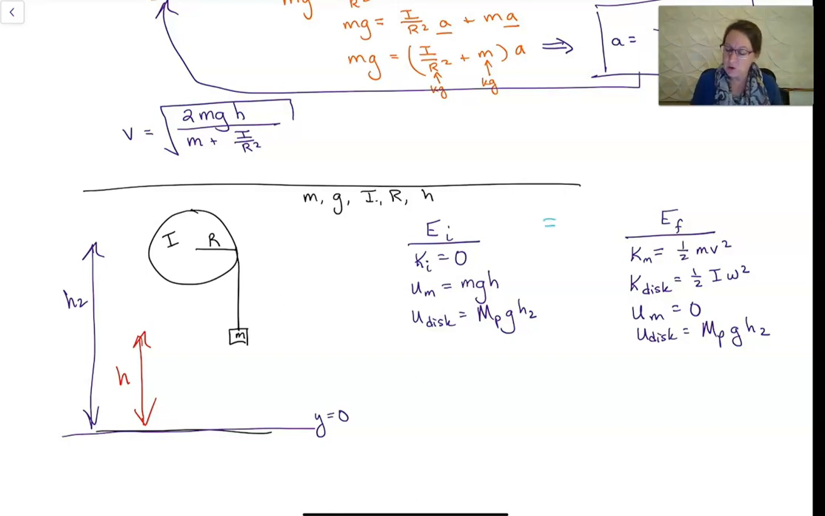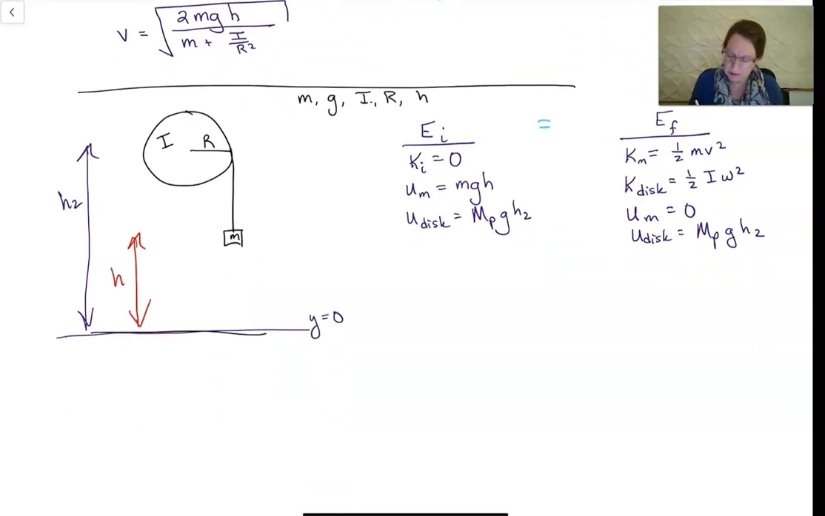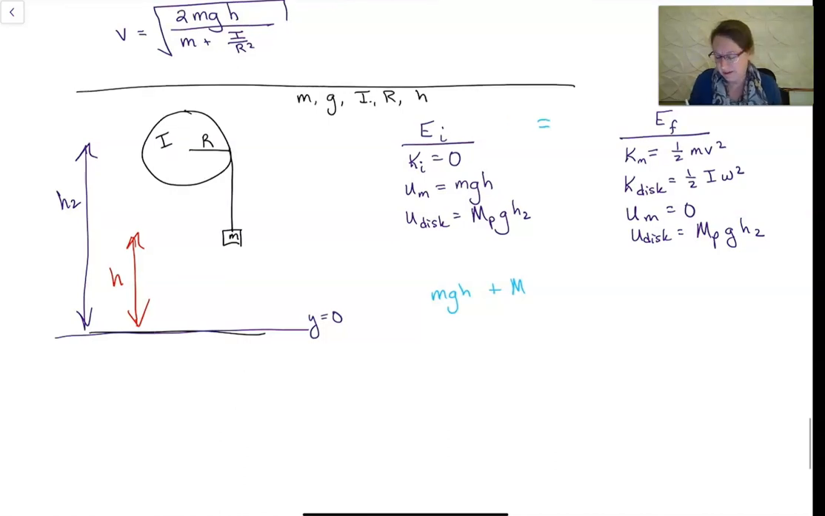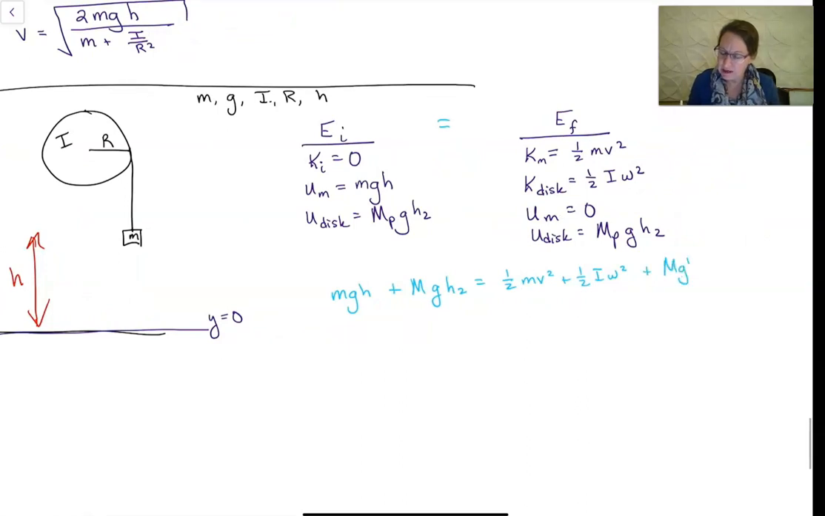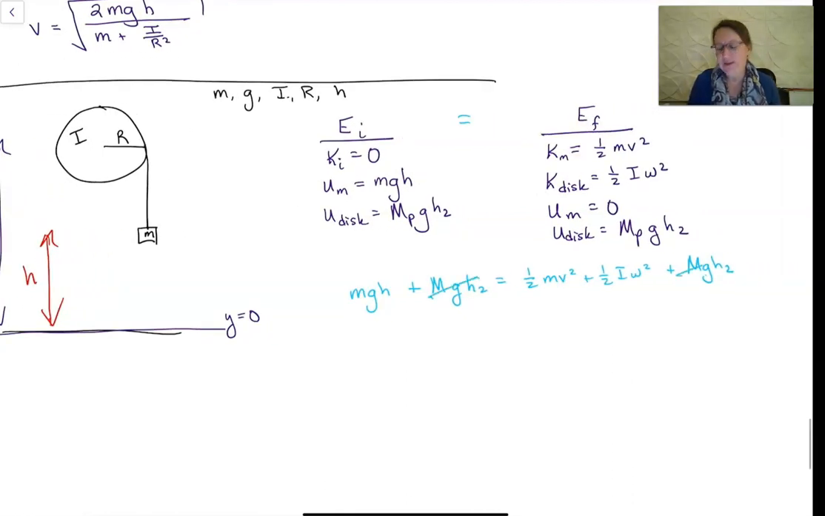And so I need to equate these. That gives me mgh plus the mass of the pulley, big M, gh2, is equal to 1/2 mv squared plus 1/2 I omega squared plus big M gh2. And now you may have been worried about that because we didn't know h2, but those cancel out, so it doesn't matter. And then this just gives us our expression, and you think, oh, we've already got our v, and we do, but we also have our omega.